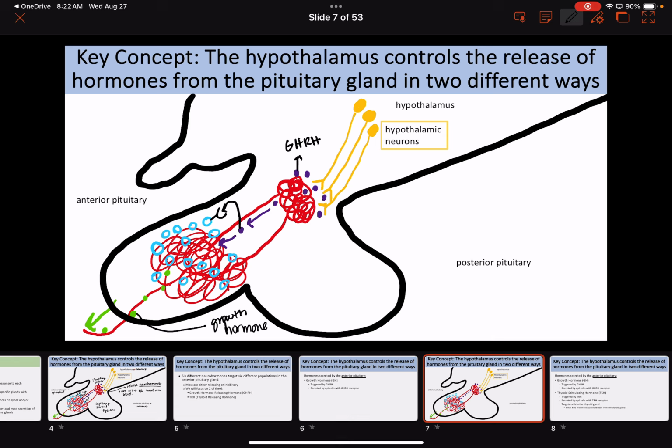Does that concept make sense to everyone? Anybody have any questions about how that pathway works? Okay, we're going to give another example of it as well.